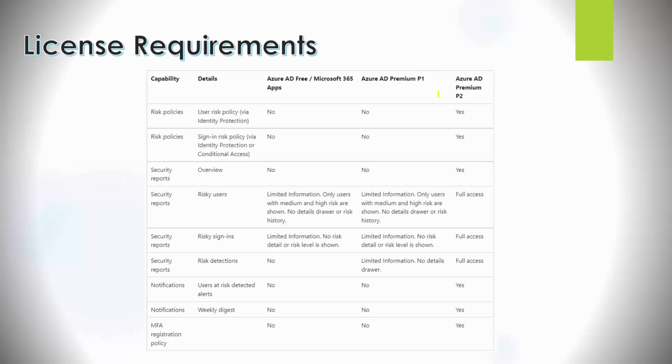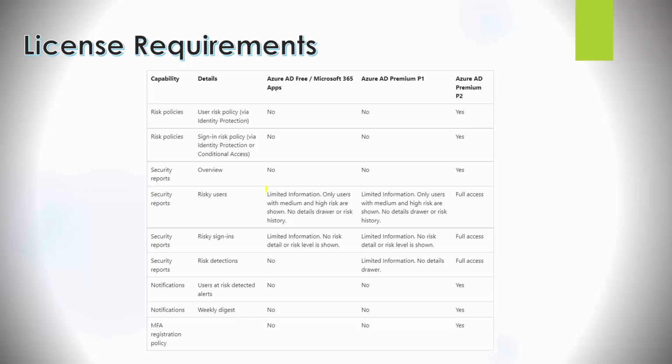Now, here are the license requirements, and it requires an Azure AD Premium P2 license to do absolutely everything. What we can see here is we've got Azure AD Free and Microsoft 365 apps, and we've got the options here of what they can do. Then we've got Azure AD Premium P1, and then Azure AD Premium P2 on the right hand side here. And we can see Azure AD Premium P2 has the ability to do absolutely everything here in terms of risk policies, security reports, and things like that.